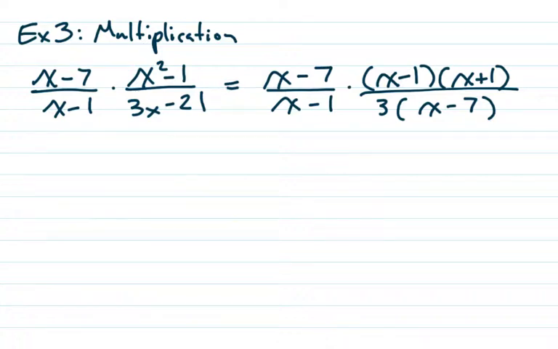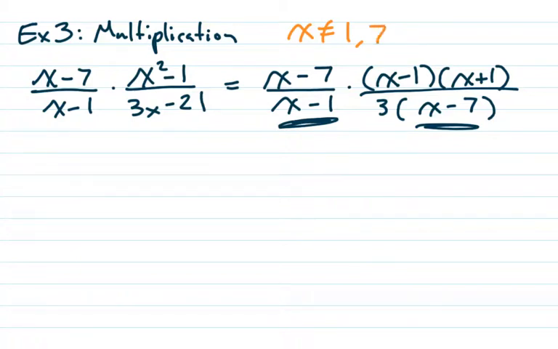So now, on the bottom here, I want to make sure, because I know I'm going to cancel out these, I'm going to cancel this out and I'm going to cancel this out, so I need to make sure to list those as domain restrictions. So I'm just going to list them up here. x cannot equal 7 and 1 and 7.